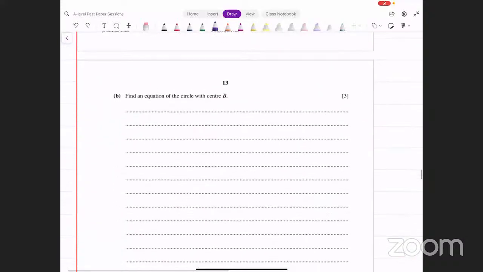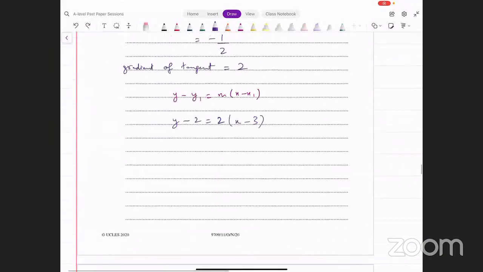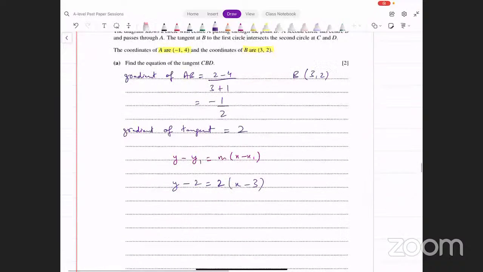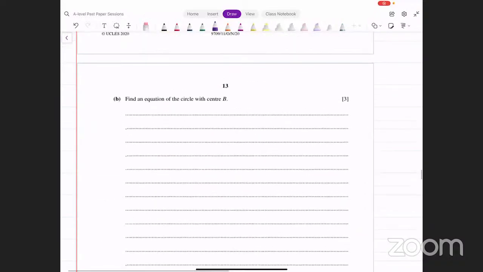Now it says find an equation of the circle with center B. ये जो circle है इसकी equation निकालनी है. ठीक है, अच्छा. Equation of circle के लिए क्या चाहिए होता है? You need the center. We already have the center. We need the radius. रेडियस क्या है? AB अगर हम length निकाल लें, that's going to be the radius for this circle as well. दोनों का radius तो equal है. Let's find the length AB. वो figure out कर लेते हैं.